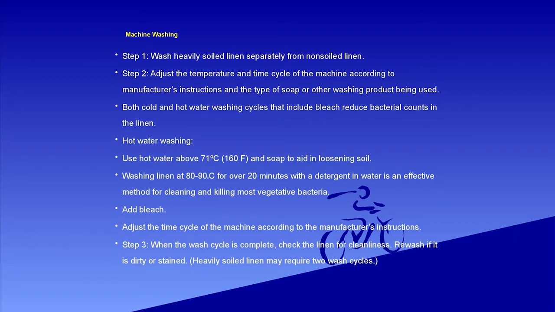Washing linen in a machine: wash heavily soiled linen separately from non-soiled linen. Then adjust the temperature and time cycle of the machine according to the manufacturer's instructions. Both cold and hot water can be used for washing this linen. The temperature of the water can be around 71 degrees to wash the linen. If the linen is washed between 80 to 90 degrees Celsius, then it can clean all the pathogenic bacteria and viruses. The linen can then be ironed or sent to the autoclave as per the requirement of the clinicians, and further used.